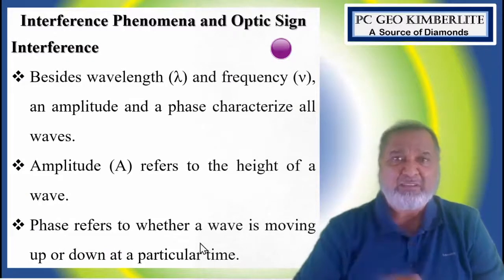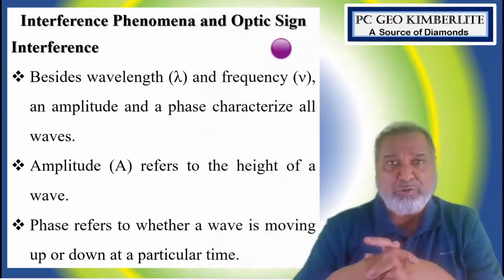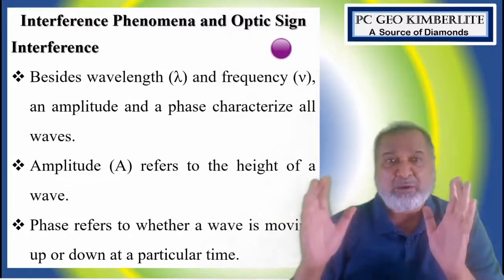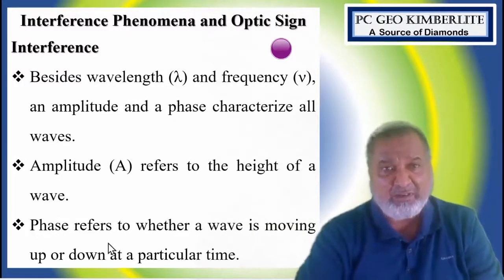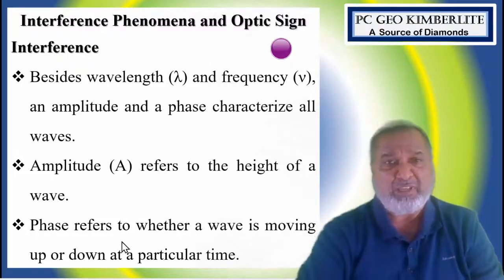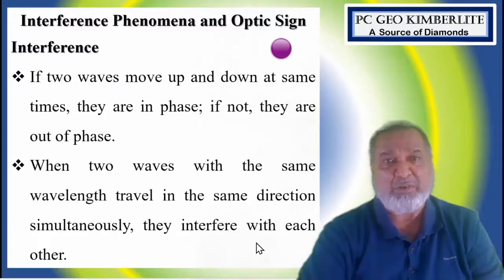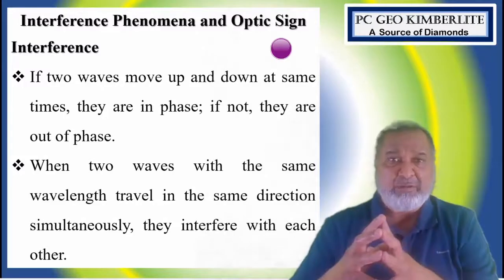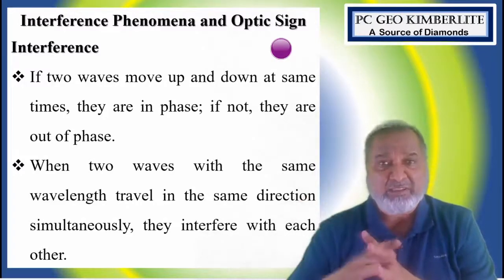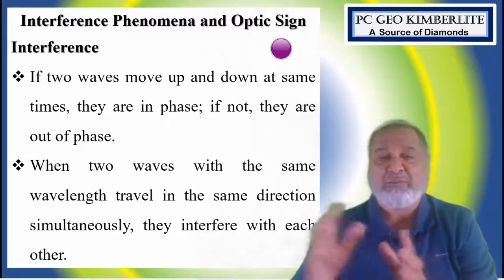Besides wavelength, frequency and amplitude and phase characterize all waves. Amplitude refers to the height of the wave. You have to remember these common terms. Phase refers to whether the wave is moving up or down at a particular time. If two waves move up and down at the same time, they are in phase. If not, they are out of phase.